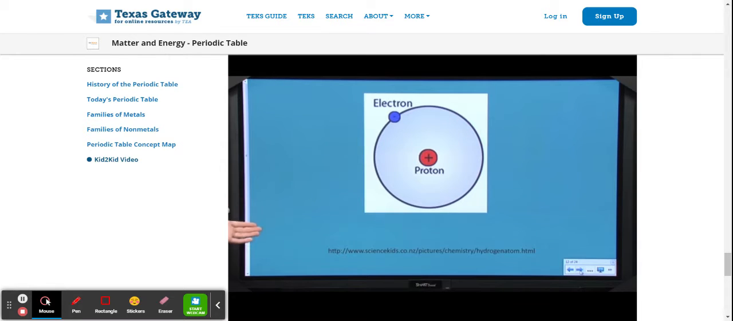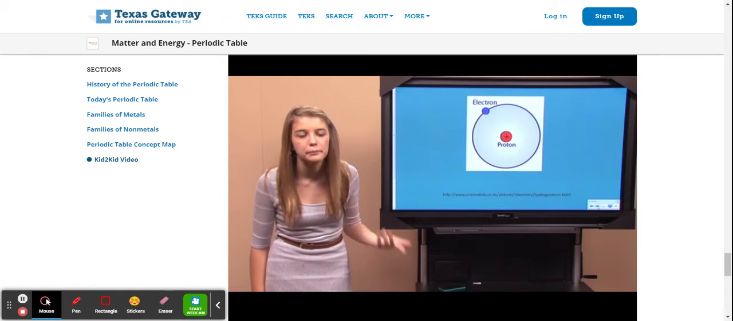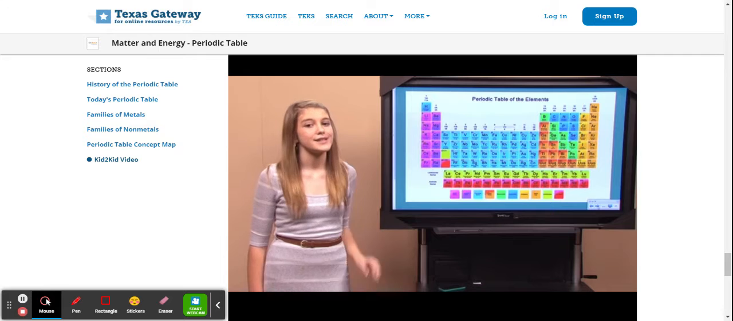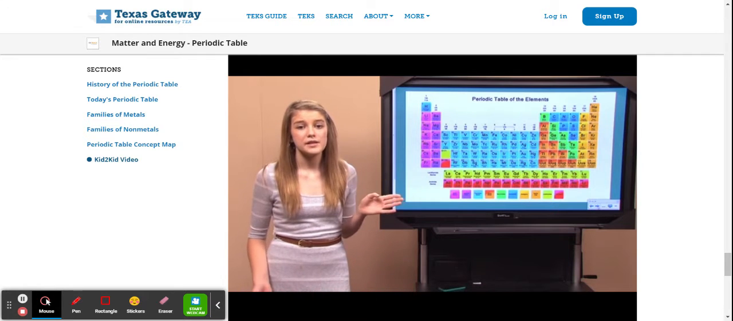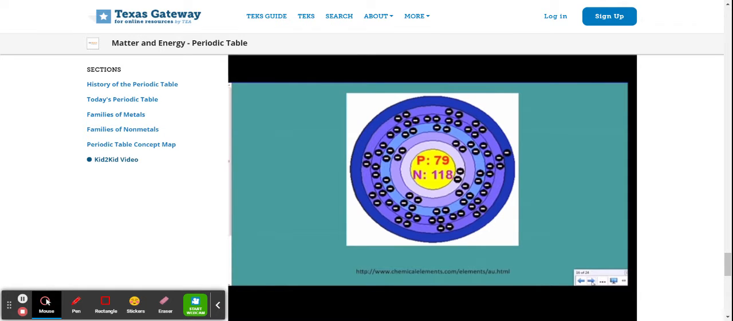Hydrogen is on the first row, so it is in period 1. If you look at the atom, it only has one energy level for its electron to orbit around on. Carbon is in the second period, so that means it has 2 energy levels for its 6 electrons. And since gold is in period 6, it has 6 energy levels for all its electrons.